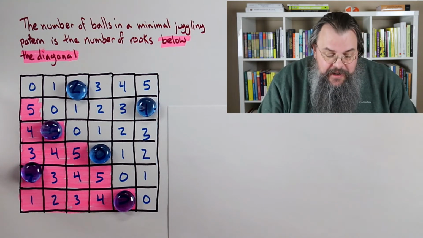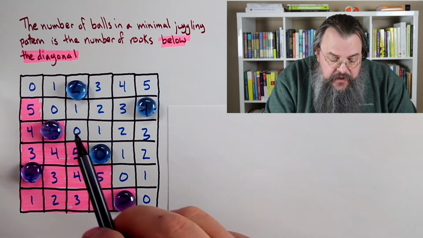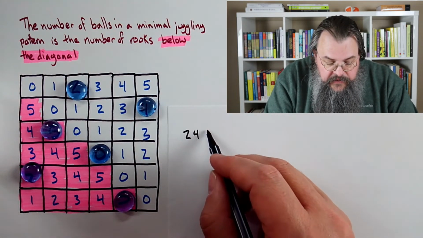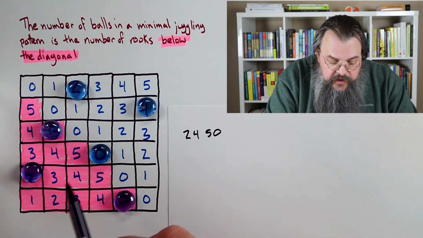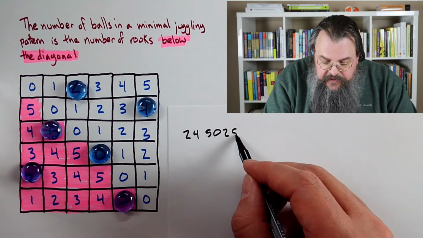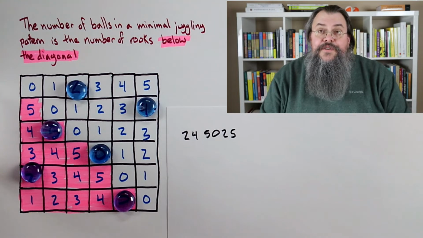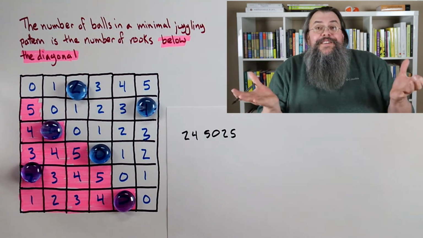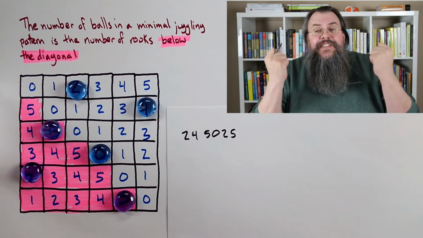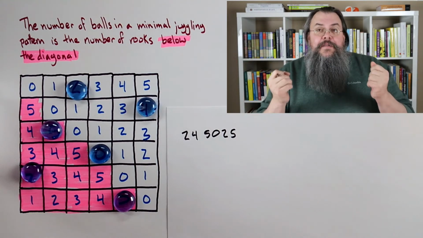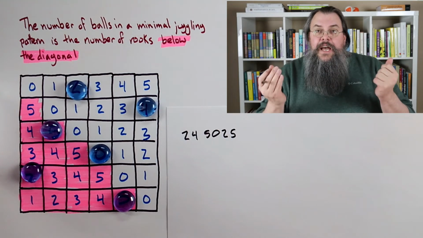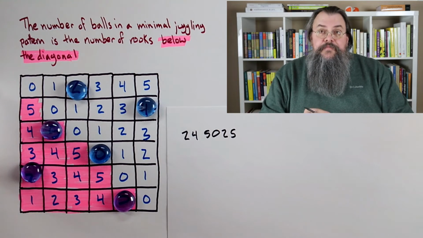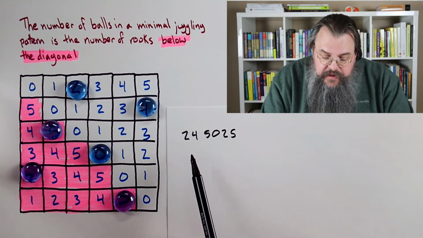Let's test it. All right, so first let's write down the pattern. So it's 2, 4, 5, 0, 2, 5. Okay, 2, 4, 5, 0, 2, 5. All right, great. And that is a pattern. You can check it, but the point is you don't have to check it. It's guaranteed to be a pattern. Every single rook placement that we have on this board that we read off is always going to be a juggling pattern.